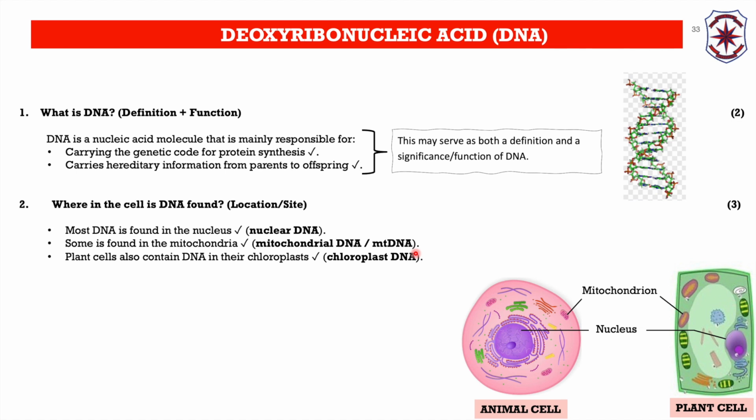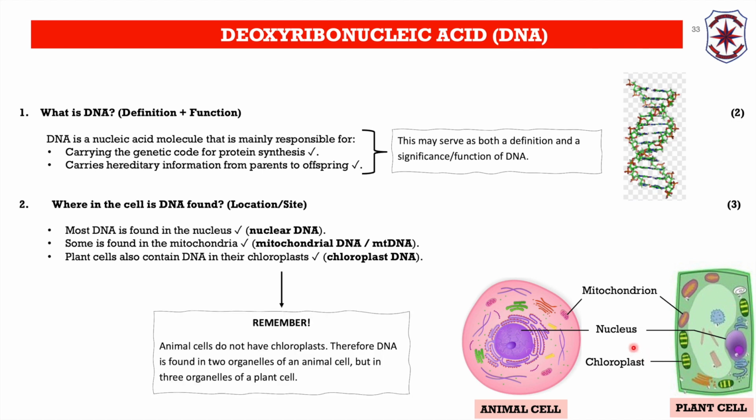The last place where we find DNA. Plant cells also contain DNA in their chloroplasts. This is known as chloroplast DNA. So remember, animal cells do not have chloroplasts. Now, only plant cells will contain chloroplast DNA. Why? Because they have chloroplasts. So there is that note: animal cells do not have chloroplasts.